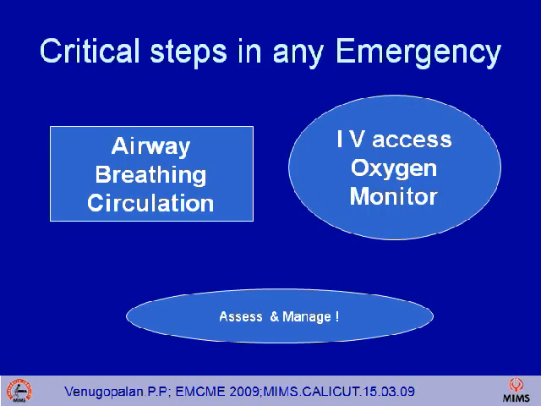So the critical steps in any emergency airway management, or not only in airway management, in any emergency case, the focus is always on airway, breathing, circulation, that is ABC, and parallelly the management of the critical situation, which includes IV access, oxygen, and monitor. Always follow a principle: assess, identify the problem, if there is a problem, manage it, and don't wait for further delay.